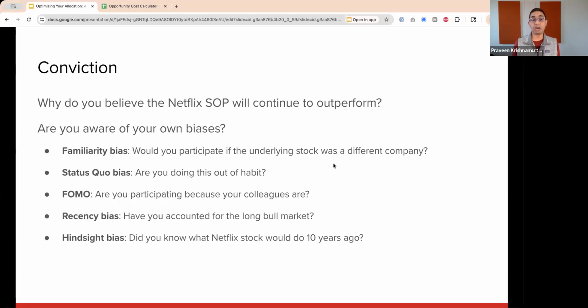Ask yourself if you would participate in the exact same program if the underlying stock was from a different company. Or FOMO. Everybody around me is doing it, so I think I'll do it. Or recency bias. The stock has done really well of late, so it will continue and I'm going to participate. So naming these biases is really important as it helps keep your decision grounded.